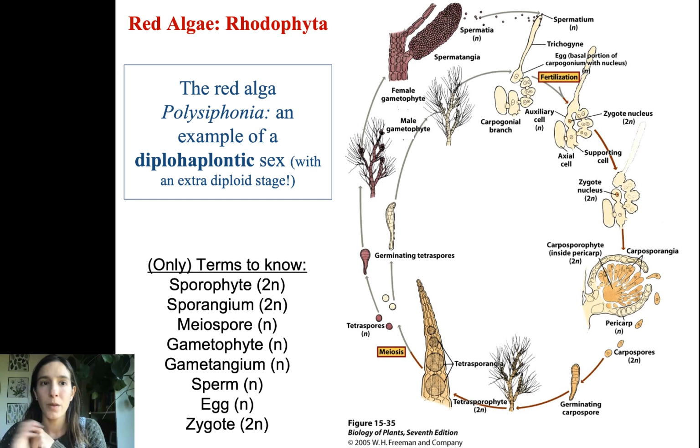So, this is a member of the red algae. This is a phylum that you are going to be required to know. Rhodophyta is the name of the phylum red algae. And Polysiphonia, you actually don't need to know this name. You don't need to memorize this name. It's just an example of a genus that's found in the phylum Rhodophyta. And this is an example of diplohaplontic sex, but this one has an extra diploid stage.